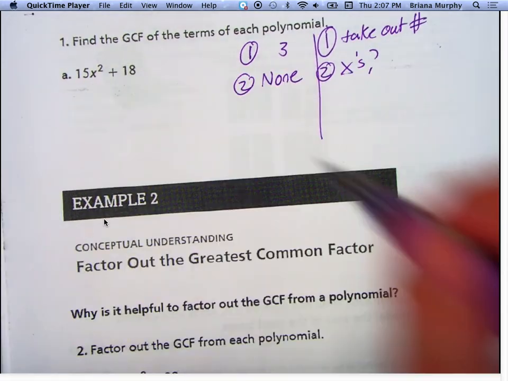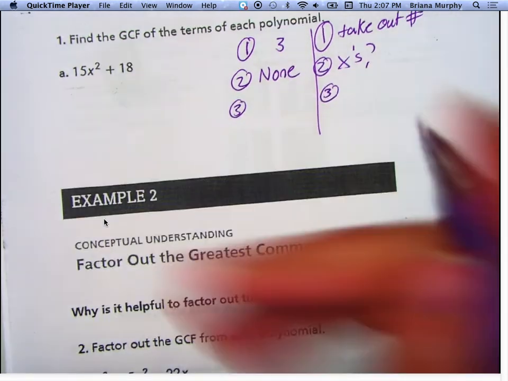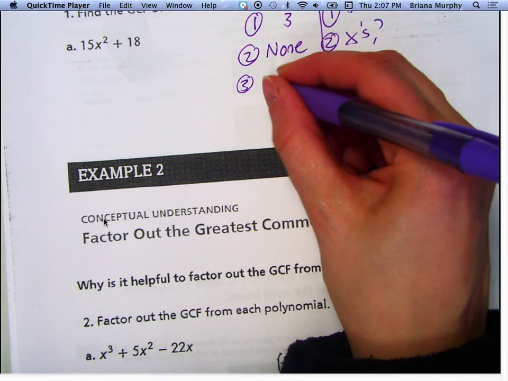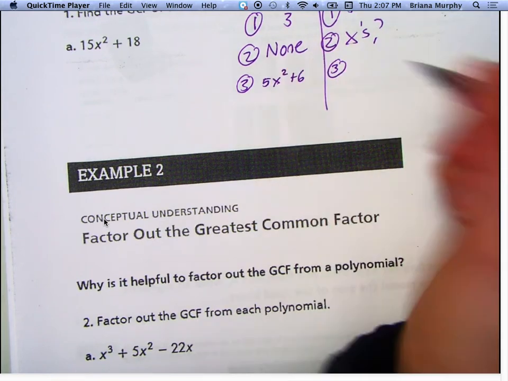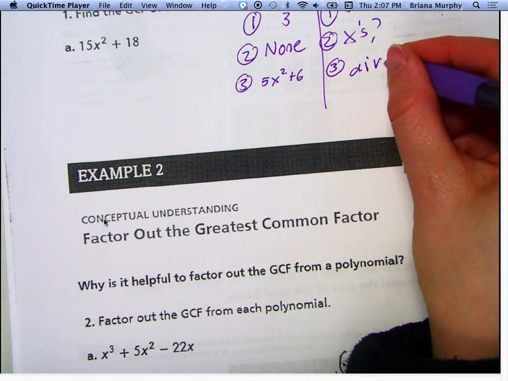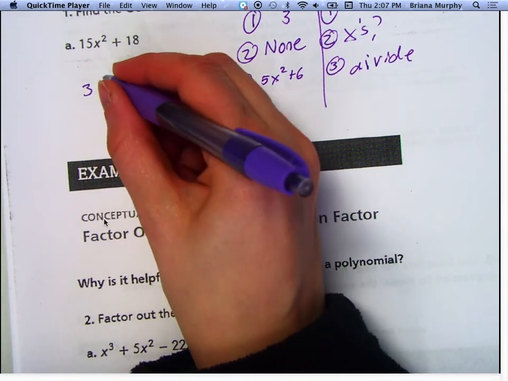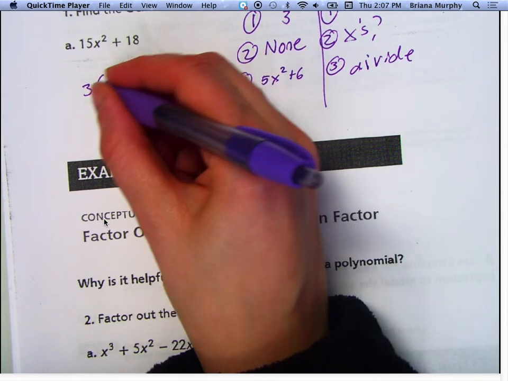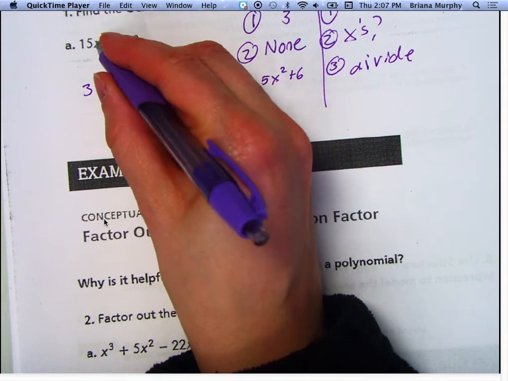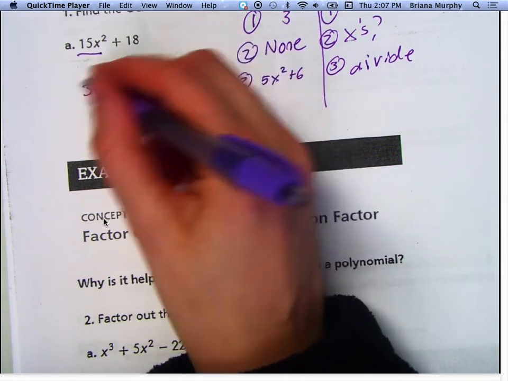So now I'm going to write what I have left over. If I took out a 3, if I divided all of these by 3, I would have 5x squared plus 6 left, right? So my answer looks like this. 3 times what gives me 15? 5. I have to have an x squared to get this term, correct? Plus 3 times what gives me 18?